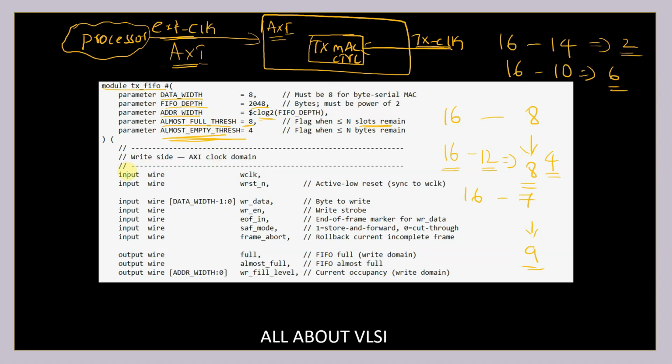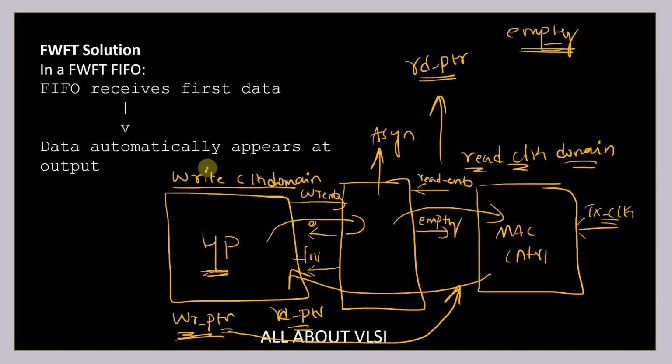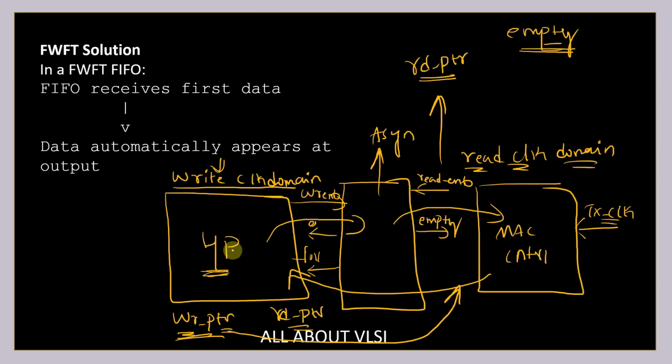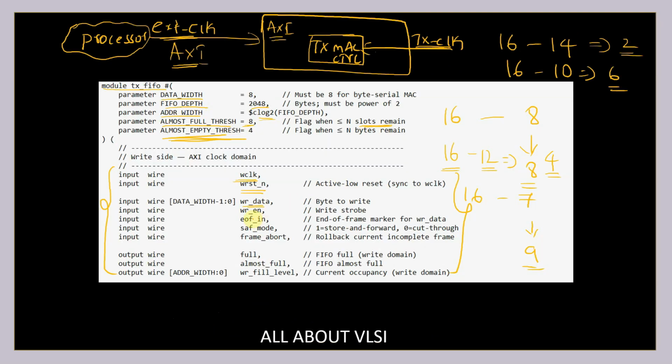And these are my write side signals. That means the processor is going to have access to these signals. What is this W clock? It is the write clock domain. So the processor is going to provide this clock, the active reset, and write data. This is what the processor is going to write into the FIFO, and end_of_frame_n. Now, what do I mean by this end_of_frame_n?